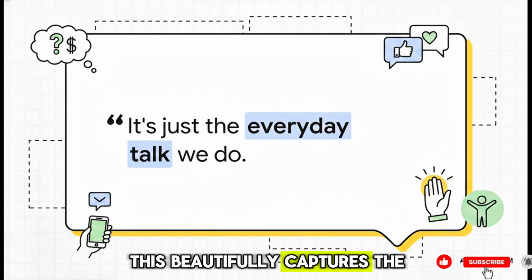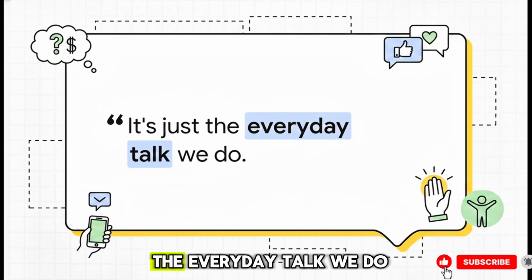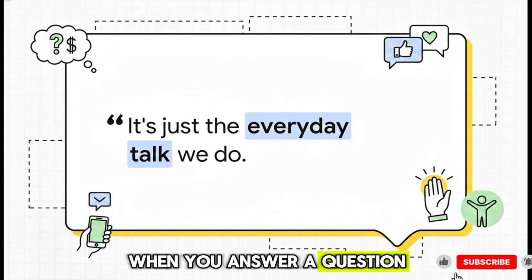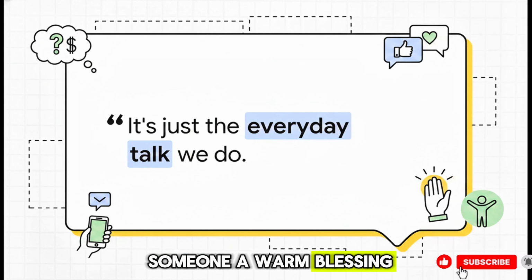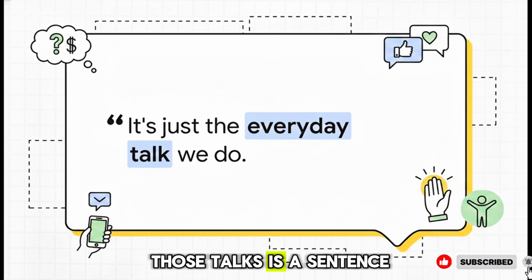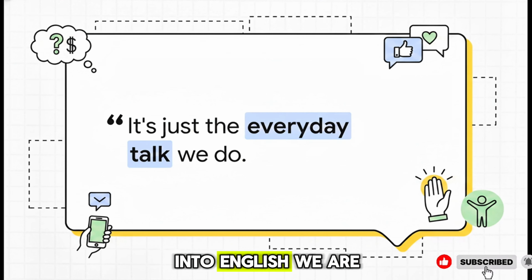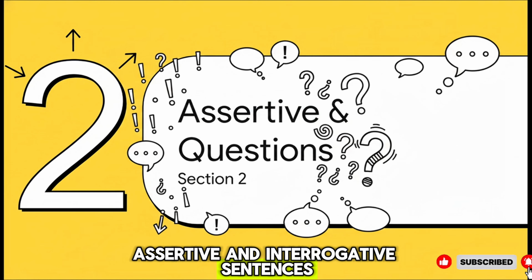This beautifully captures the core philosophy from our source material. A sentence is just the everyday talk we do. That's literally the whole shebang. When you answer a question, when you scold someone, when you ask your mom for $10, beg a friend for a favor, or give someone a warm blessing, every single one of those talks is a sentence. If we can translate the normal things we say every single day into English, we are speaking English. It's truly that simple. Section 2, Assertive and Interrogative Sentences.